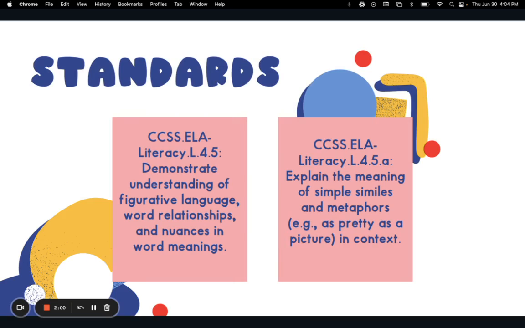The standards that we're focusing on are demonstrating an understanding of figurative language, word relationships, and nuances in word meaning, as well as explaining the meaning of simple similes and metaphors in context.